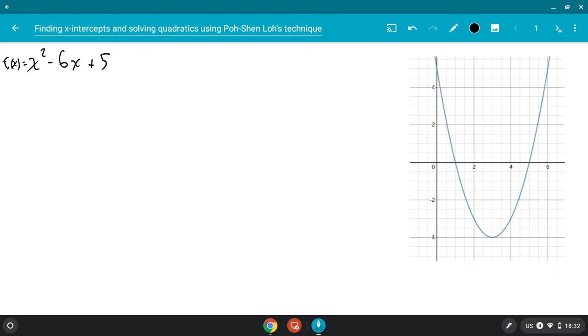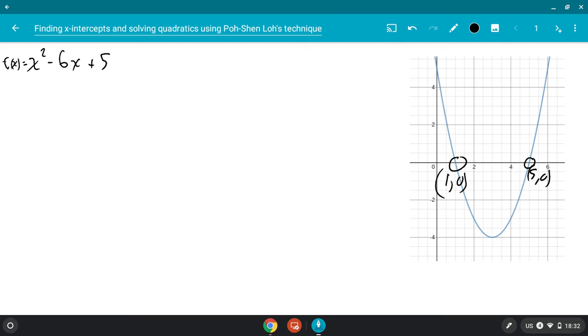Of course, you're not going to necessarily have that graph, but I just wanted to show you what it looks like. We can see what these x-intercepts are. We know that it's going to be (5, 0) and (1, 0). But if we didn't have that, and if this was more complicated, this technique will work for any function, whether or not it's factorable, which is really cool.